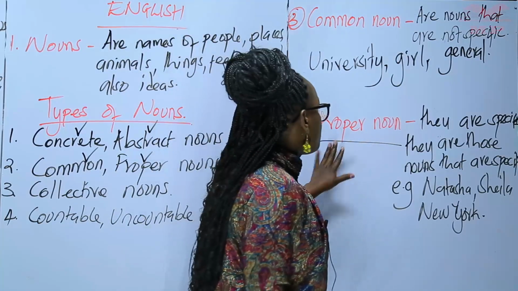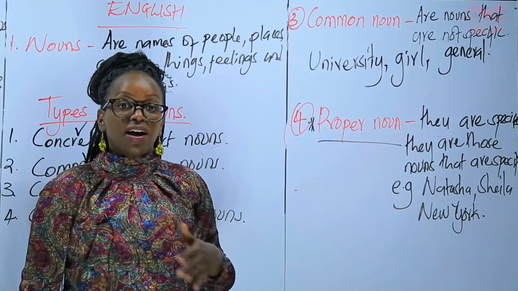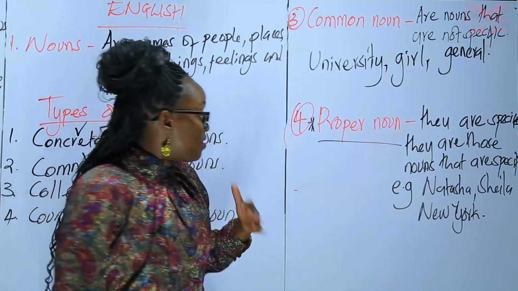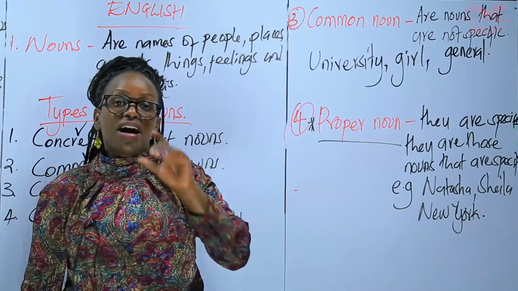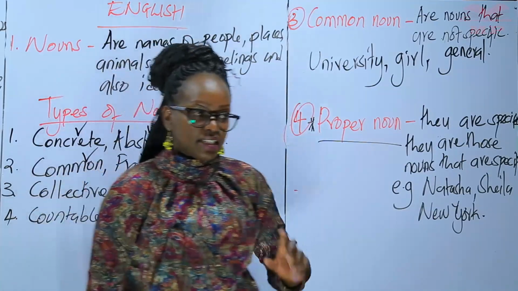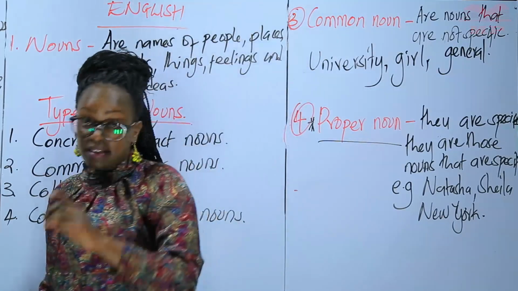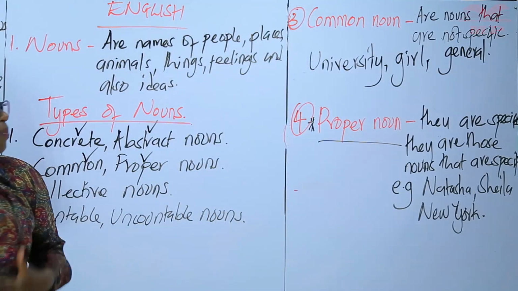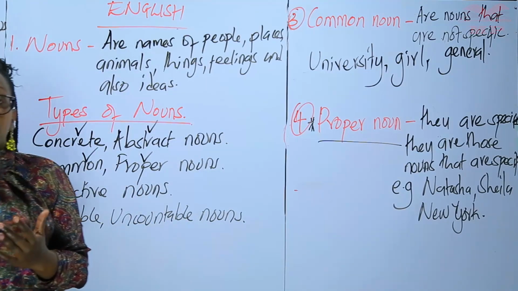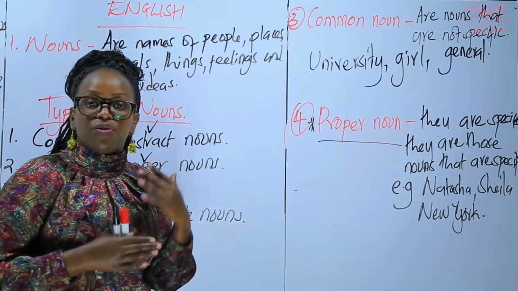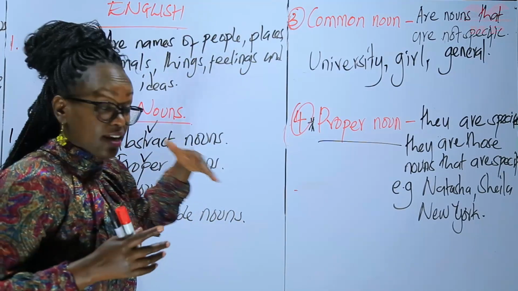I also pointed out that for proper nouns, you have to make sure that they always start with a capital letter, whether they appear in the beginning of a sentence, in the middle, or at the very end of a sentence. So, keep practicing, look for more nouns, try classifying them, and with practice, of course, you will be able to know how to classify nouns.